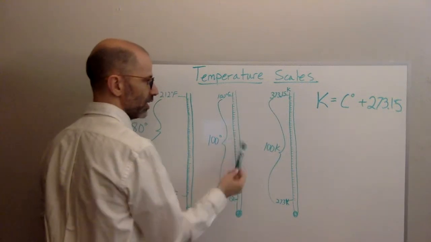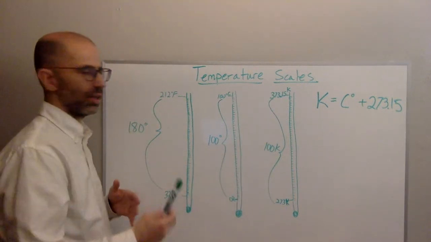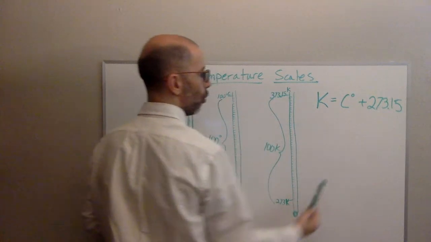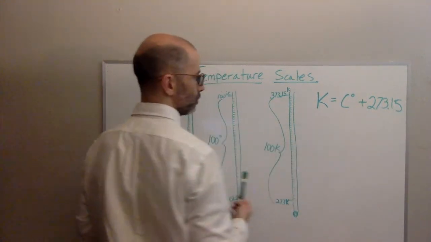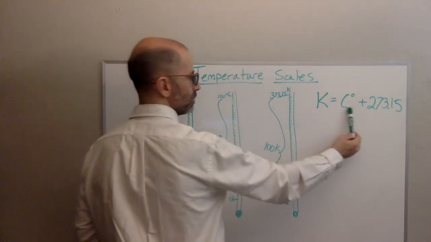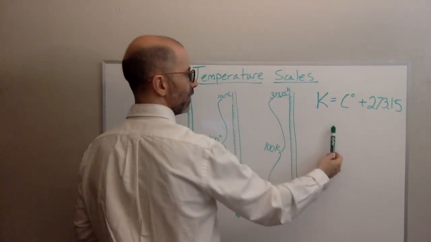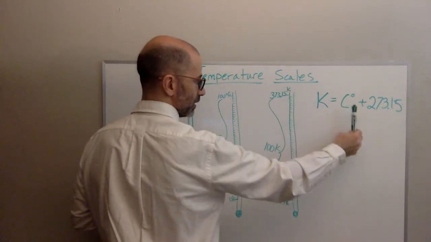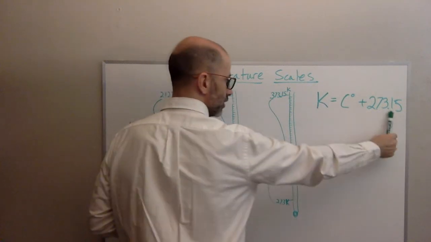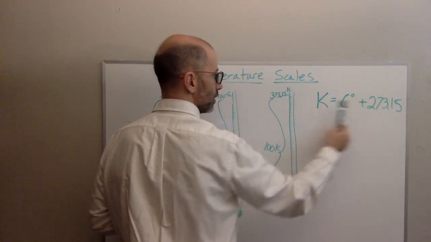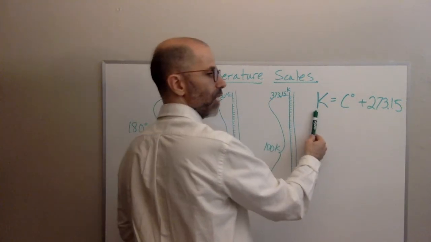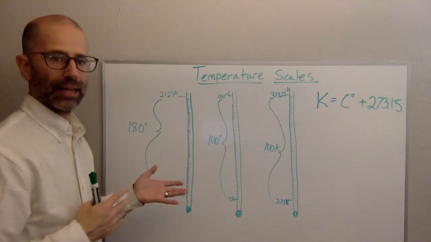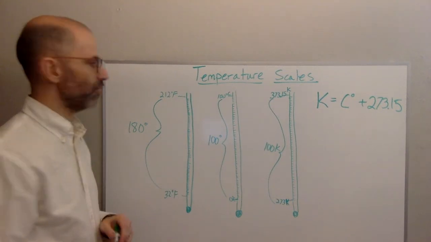So the only thing you need to do to convert from one to the other is either add 273.15 or subtract 273.15. If I'm going to go from Kelvin to Celsius, then instead of adding 273.15 to Celsius, I'm going to subtract 273.15 from Kelvin, and that'll give me Celsius. So it's just a matter of adding or subtracting 273.15.